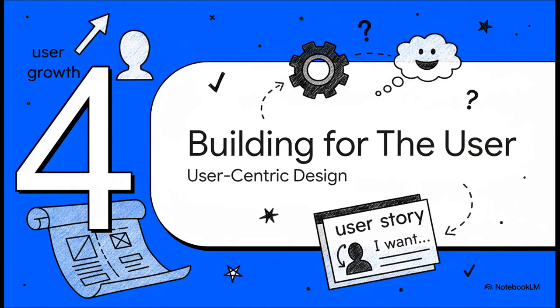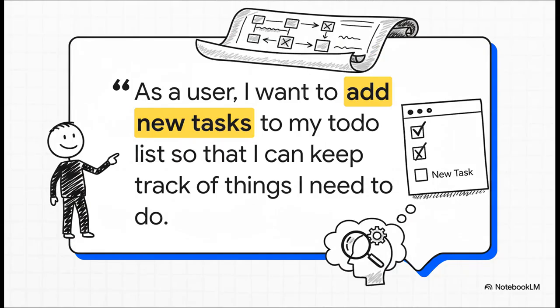Now, this all sounds great for us developers, but how do we make sure this technical plan is actually solving a real human's problem? Well, that's where user stories come in. So, instead of just saying, we need an add feature, the constitution frames it from the user's perspective. This is a user story. It defines who wants the feature, what they want, and most importantly, why they want it. It's a constant reminder that we're building this for a person.